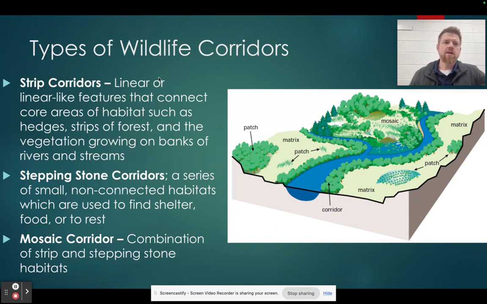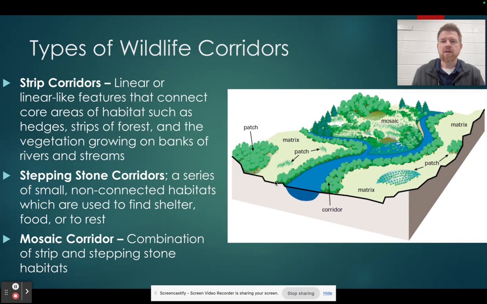So the three big things we're going to look at are strip corridors, stepping stone corridors, and then what we call a mosaic. So a strip corridor is linear or linear-like features that connect corridors between habitats such as hedges, strips. I want you to think of a corridor as kind of those hallways. They're long, continuous strips of forest, vegetation that grows along the banks of a river. So all of this is going to be a corridor, this green right here, to help organisms move up and down this area.